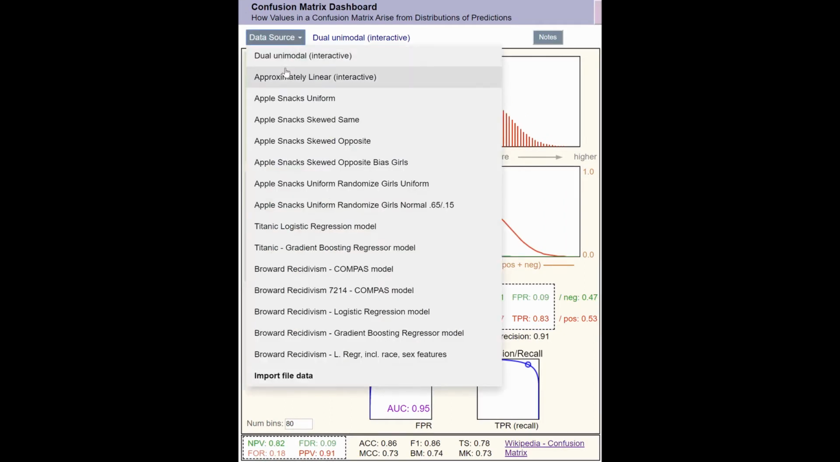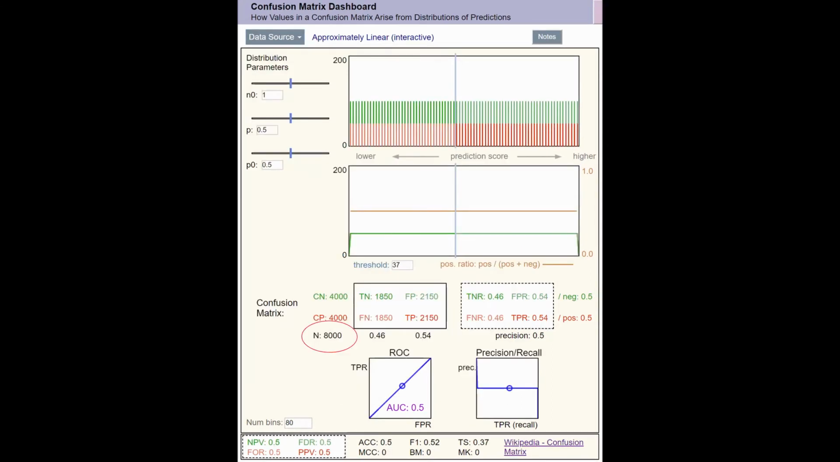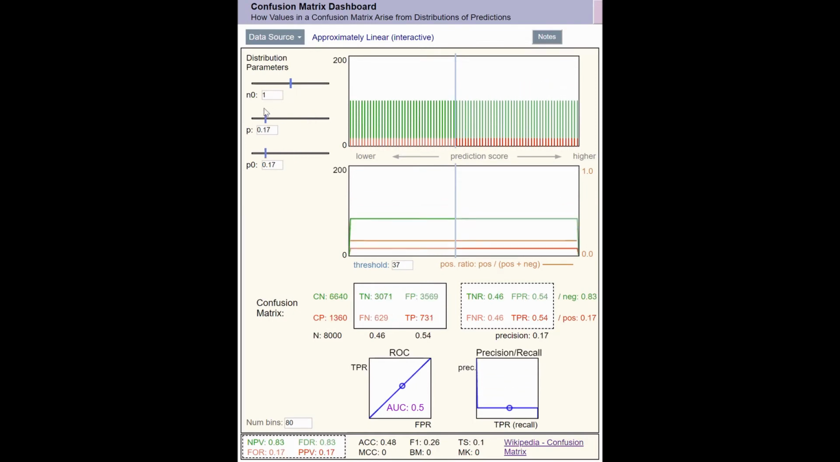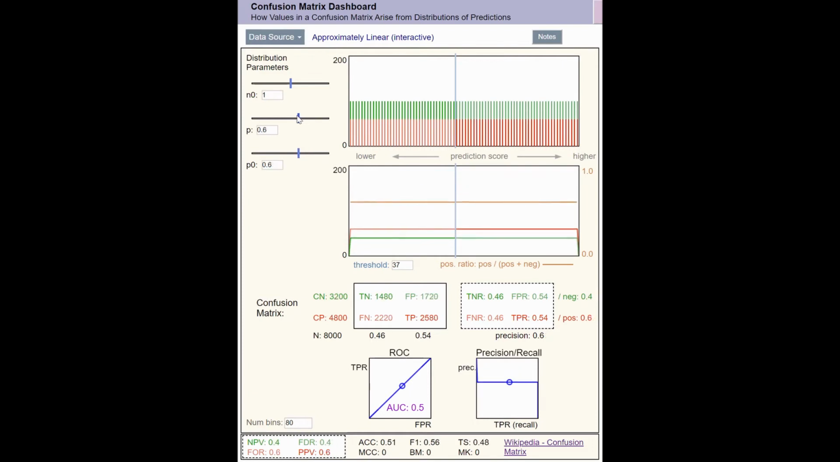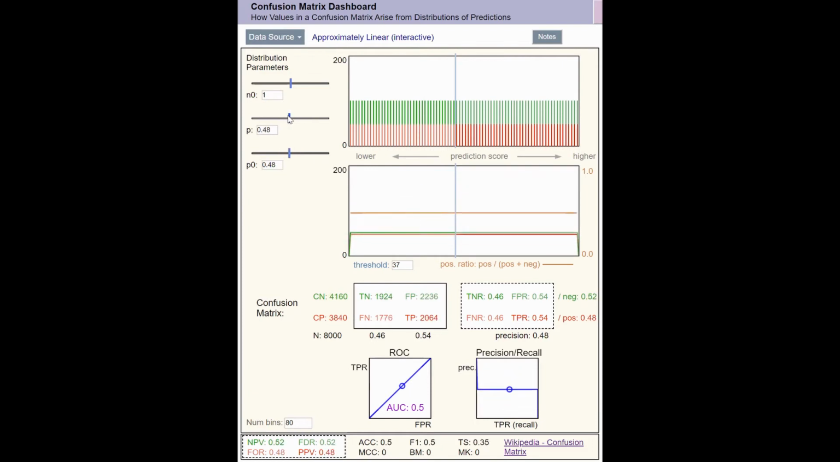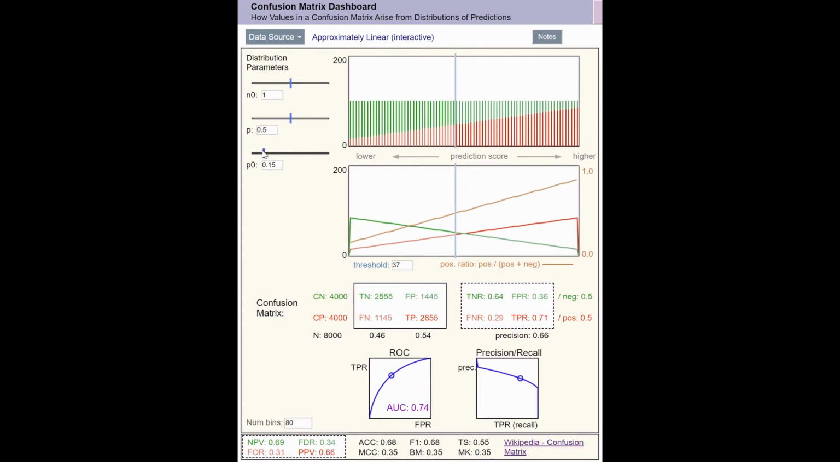A second class of synthetic data source is approximately linear. This data generator uses a constant number of samples. The first slider tells how those samples overall are distributed between lower versus higher prediction scores. The second slider controls the proportion of condition negative outcomes in green to condition positive outcomes drawn in red. Finally, the third slider controls how positive and negative outcomes are distributed across prediction scores.